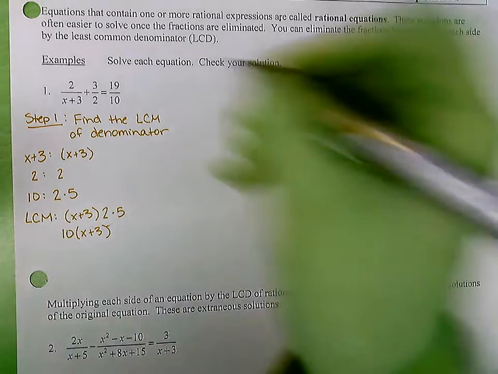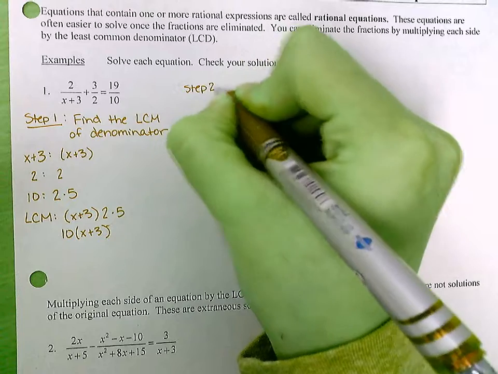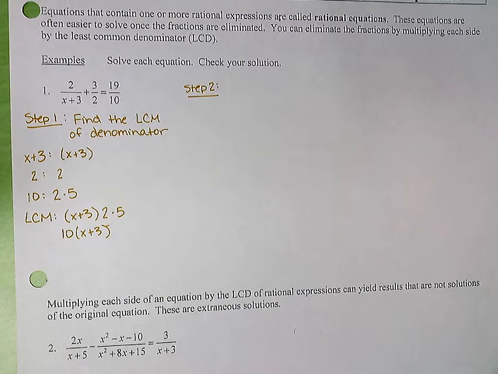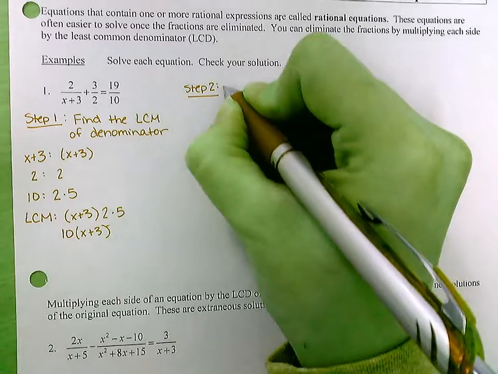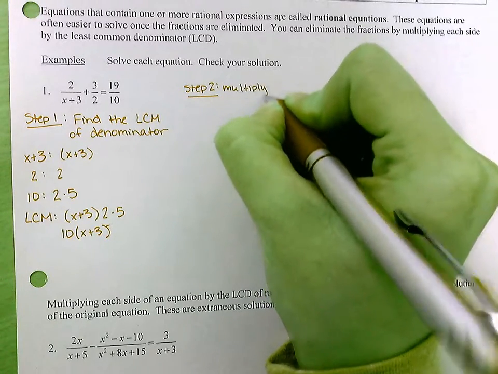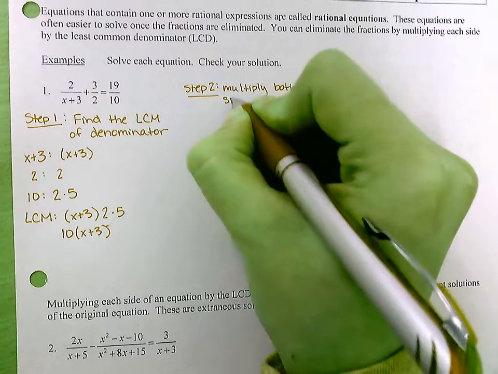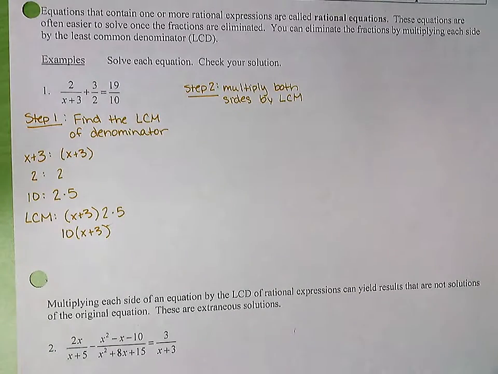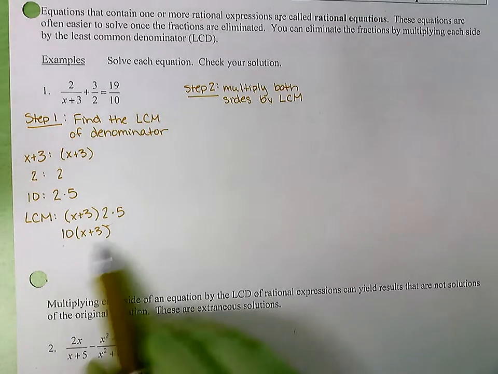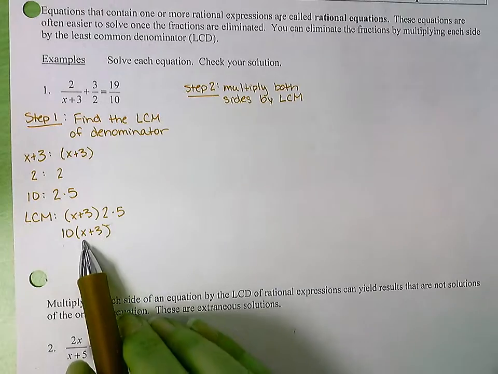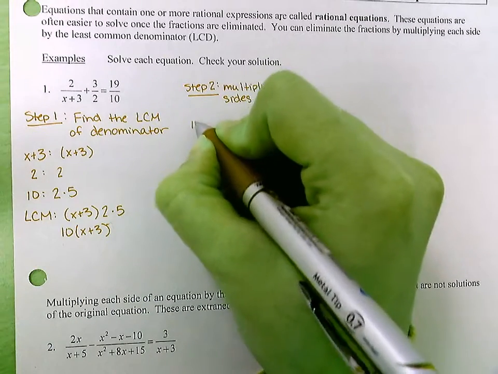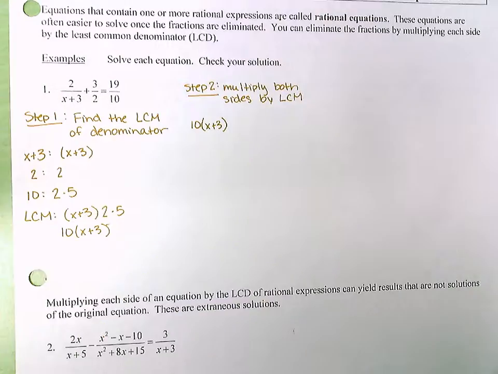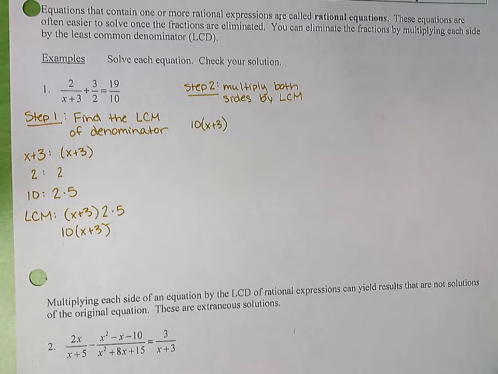Okay, next step. Step 2. Okay, is to multiply both sides by the LCM that you just found. Okay, so my LCM right here is 10 times the quantity x plus 3. So I have 10 times x plus 3. I need to multiply each and every fraction by that LCM.